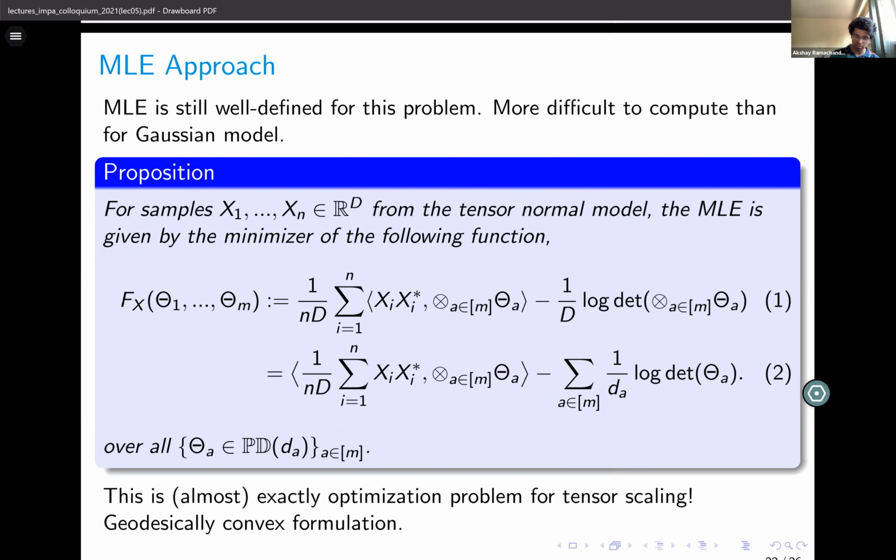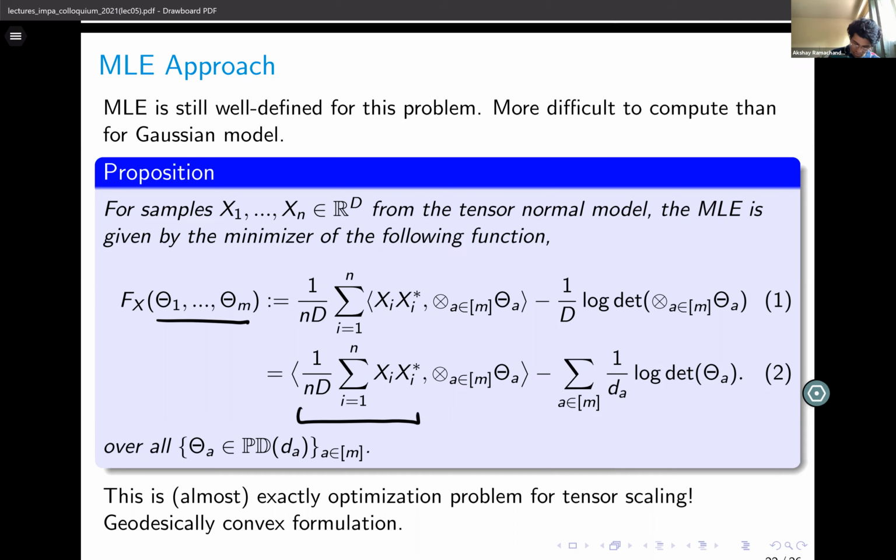It turns out that the maximum likelihood estimator, again, remember it's an optimization problem. It's actually the same optimization problem, but now you have these tensor vectors. And so the optimization problem that comes out is exactly this problem. These are just two forms for it. But importantly, this element should remind you of tensor scaling, right? So this is exactly the operator that we defined for a tuple of tensors.